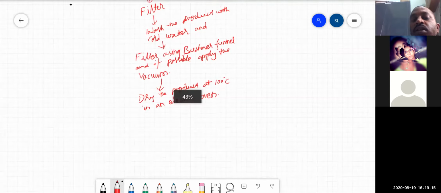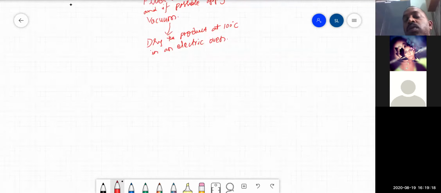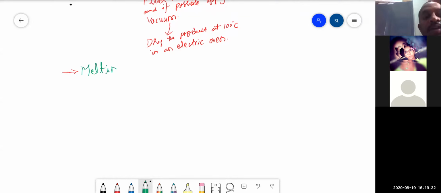So once you got the product, we have to make sure that the product which we have synthesized is pure. Okay, so how do we test the purity? So there are very many means to test the purity. So one of it is the melting point. After your product is completely dry, free from moisture, then you will have to use the melting point apparatus and then check the melting point of your synthesized compound.